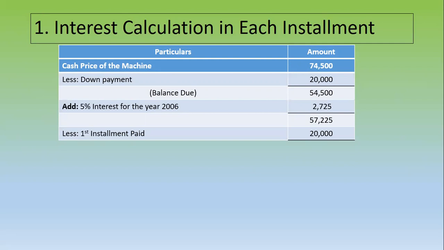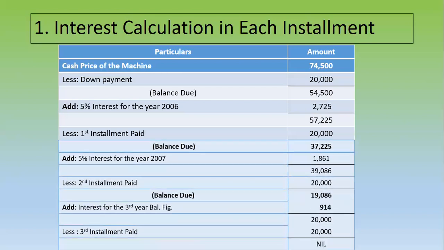2006. 54,500 into 5 divided by 100, you will get 2,725. So that is the first year interest. We need to add this interest value to the outstanding balance. So if you add, you will get 57,225, and then we can minus the first installment amount, that is 20,000. So 20,000 each for three installments. So first installment 20,000, and the balance you will get is 37,225.